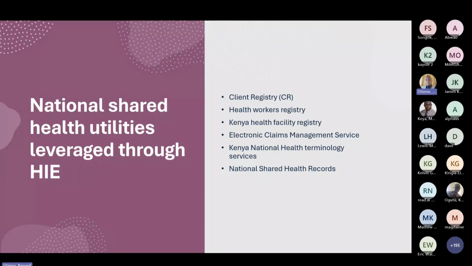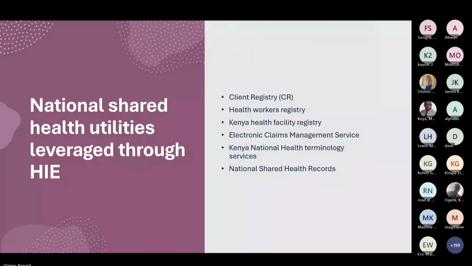Then we have another utility called the Health Workers Registry. It's a registry that contains a list of all the healthcare workers within the country, because it will be good to identify the patient, then identify the provider, and then identify the facilities where these patients receive care. So there is another registry called the Kenya Health Facility Registry that's also part of the National Shared Health Utilities. There is the electronic claims management service for e-claims, and again there is the Kenya National Health Technology Service, which I've talked about, which ensures that different systems can understand each other. They can speak, quote unquote, the same language. And again, we also have the National Shared Health Records, especially for information exchange between different systems.